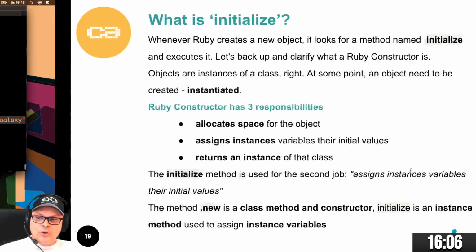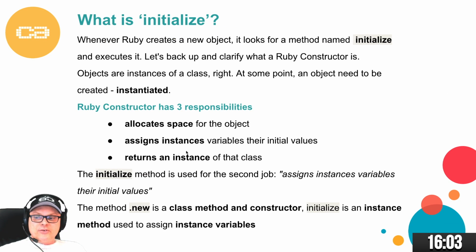So these are the three things that a constructor does, and we care about the one. We need to know about all of them, but we are in control of the one in the middle, because we can control what values those instance variables should get. Now, the initialize method is used for the second job, right? This means that when you call .new on a class, which is a class method and a constructor, the initialize method is an instance method used to perform that task, assign instance variables their initial values.